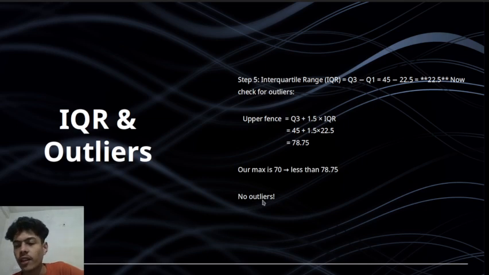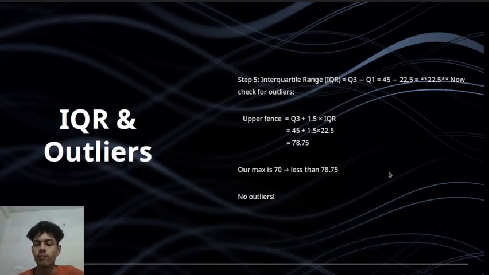I said earlier that 70 may or may not be an outlier, but that was just my way to say it. I had not calculated that. This is the correct calculation, where there are no outliers.